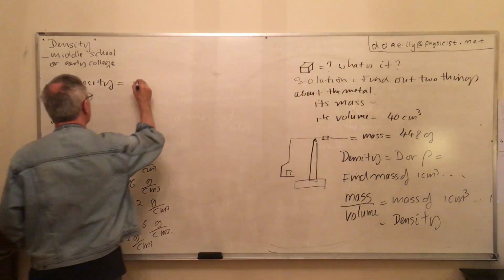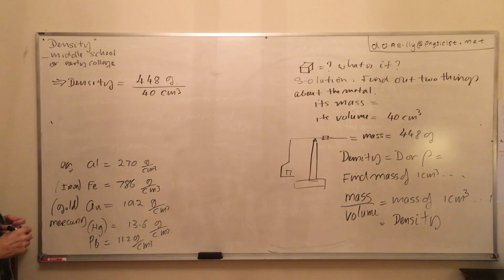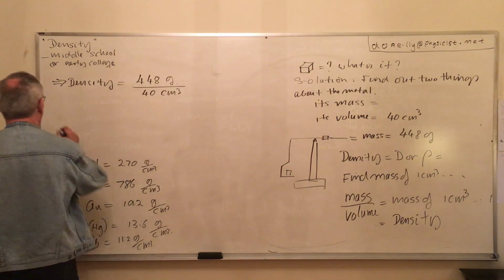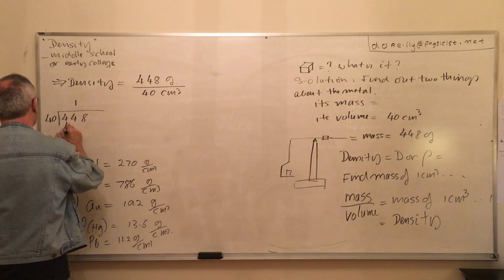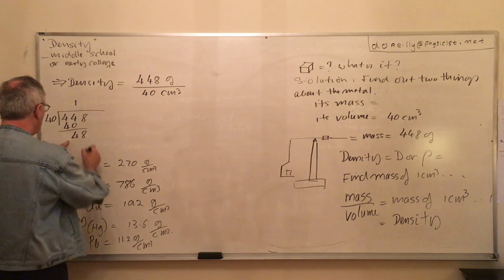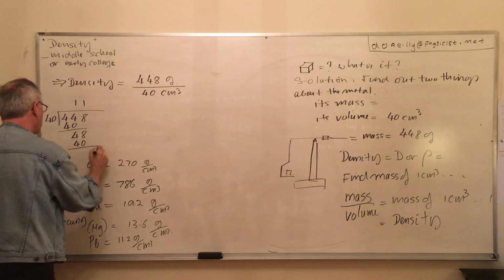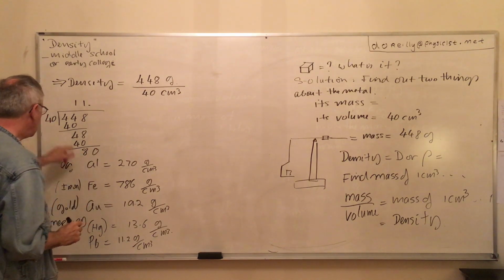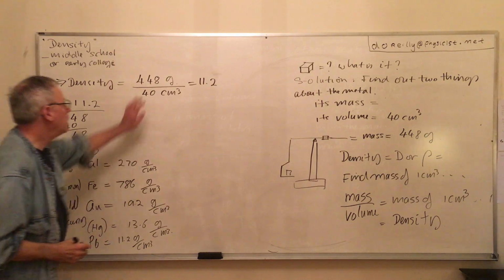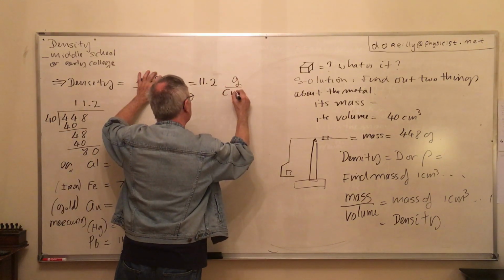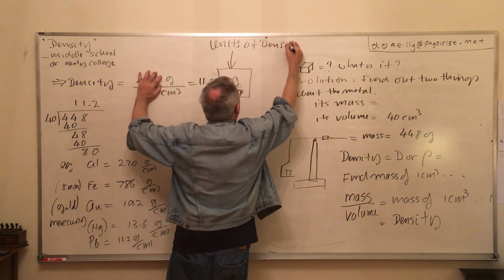So, it's going to be 448 over 40. So we divide. And this goes once. So take the 40 from the 44 and bring down the 8. 40 in the second one goes once. And left with 8. 40 into 80 goes twice. What do I get? 11.2. 11.2 what? These are the units. They are the units of density.